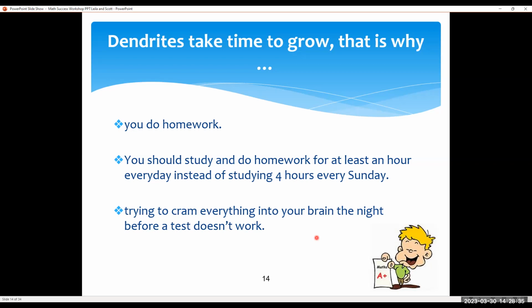If I don't have any dendrite for the subject, when I'm sitting on the exam, I see some terminology that I do remember. My professor was mentioning that, but I don't know how to apply them now because I didn't study enough to grow dendrite. So we have to schedule, we have to study throughout the week, to review, not the night before the exam, not the weekend before the exam.